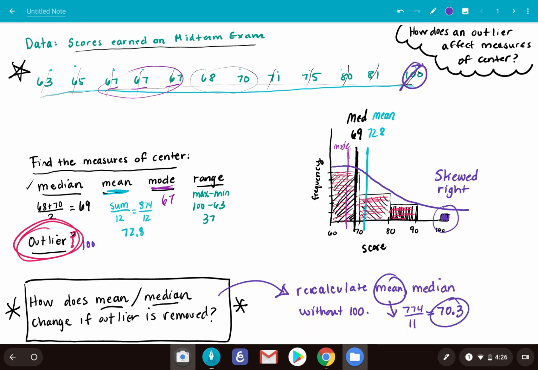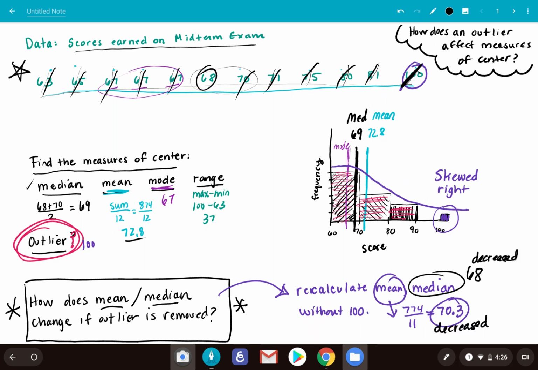And then if I were to calculate my median without the outlier included, that's just going to be the middle value without this outlier. So my median is going to be 1, 2, it's just the middle value, 4, 5, it's 68. So what happened? The median decreased and the mean also decreased.